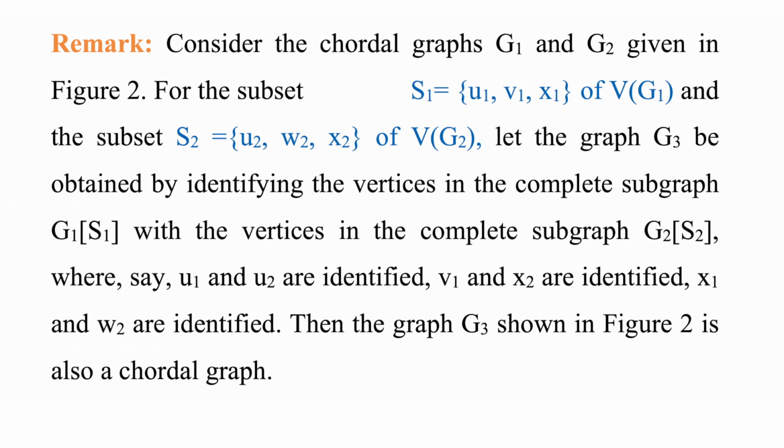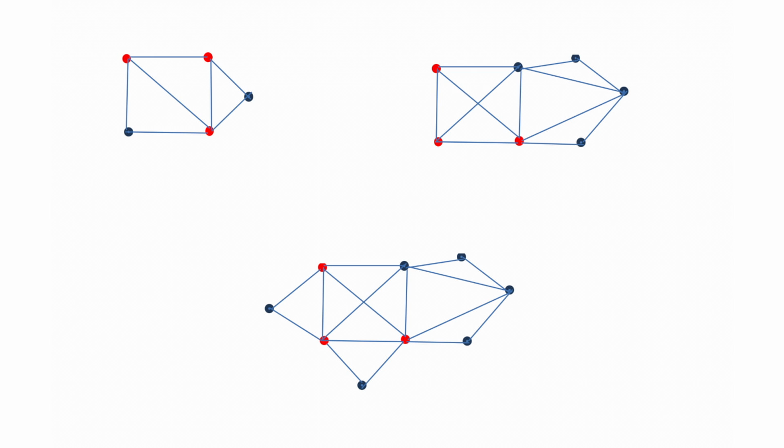Let the graph G3, we are going to construct G3, be obtained by identifying the vertices in the complete subgraph G1 of S1, that is the induced subgraph of G1 with the vertices S1, with the vertices in the complete subgraph G2 of S2, where U1 and U2 are identified, V1 and X2 are identified, X1 and W2 are identified. Then the graph G3 shown in the figure on the screen is also a chordal graph.